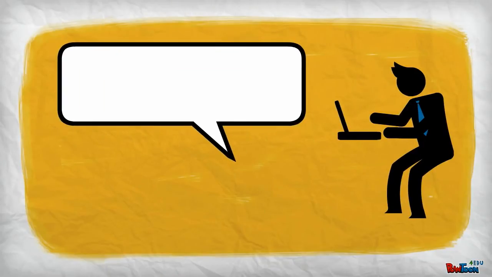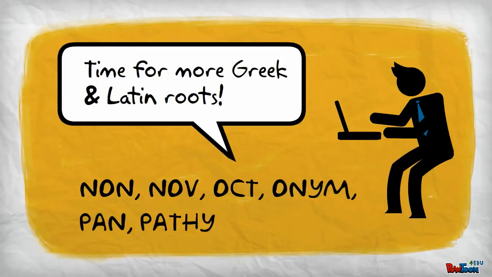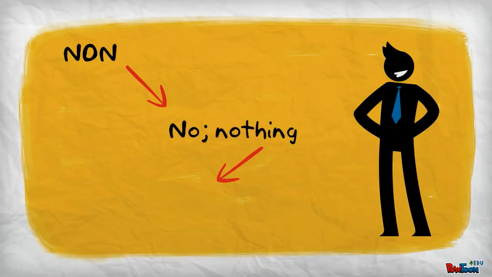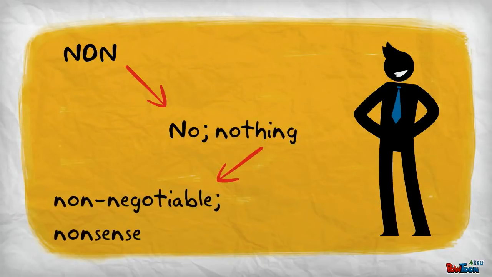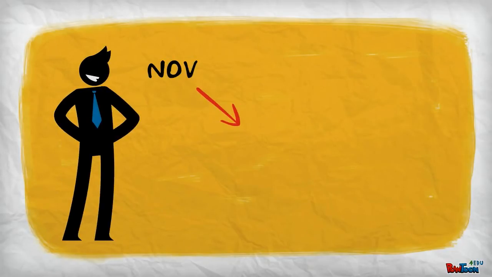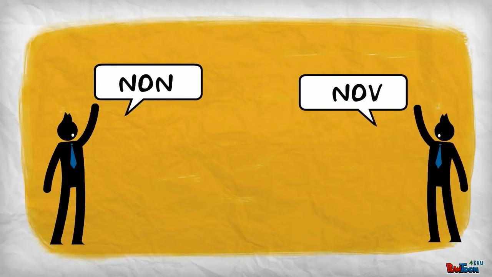Up today, the Greek and Latin roots non, nov, oct, onum, pan, and pathy. And you already know so many words that have these roots. Let's begin with non. As a general prefix, non means no or nothing, like non-negotiable or nonsense. Or nov, which means new, like a novelty or novel. But we're talking about the Latin non and nov, which mean nine.